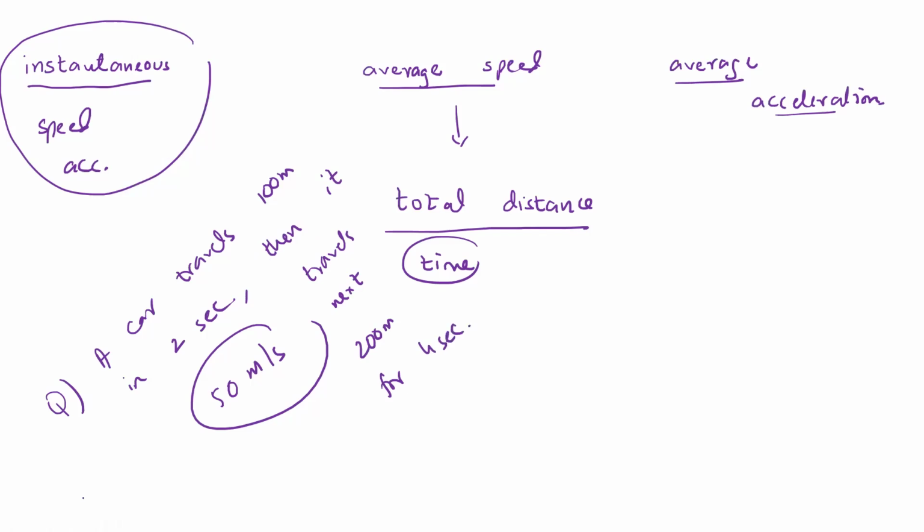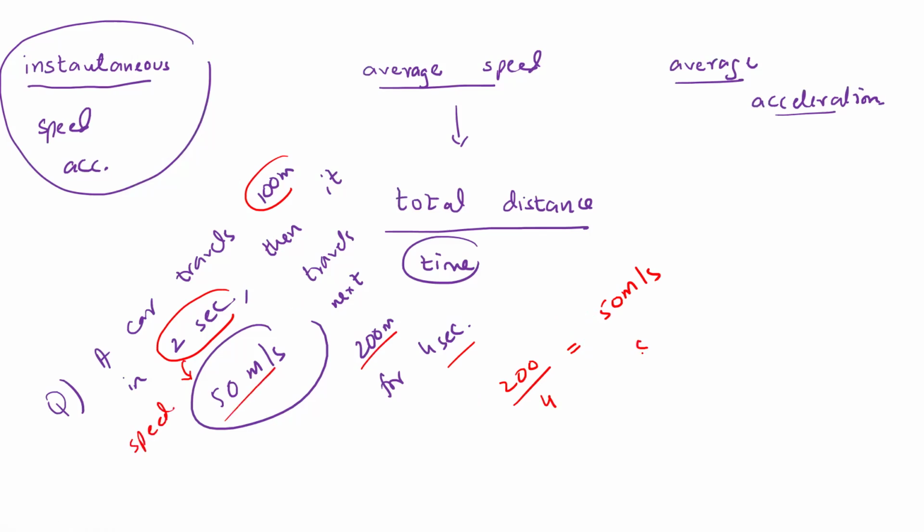Now you'll see that there are two parts of the journey. You can very much understand from this question. The first 100 meters the car traveled in 2 seconds, so we have a different speed altogether for the next part of the journey, that's 200 over 4 seconds. So let's do it. 200 divided by 4, that's again 50 meters per second, right? So that's the other part of the journey. If I label this, that's speed. If I label this, that's speed. So what's the average speed?